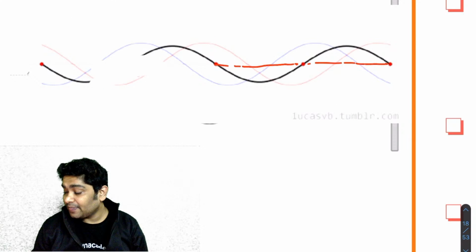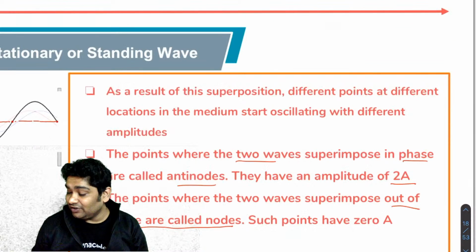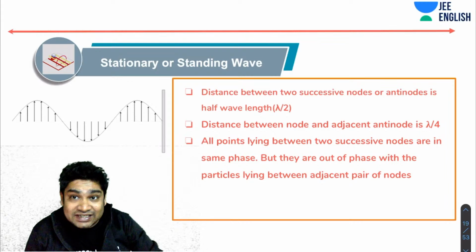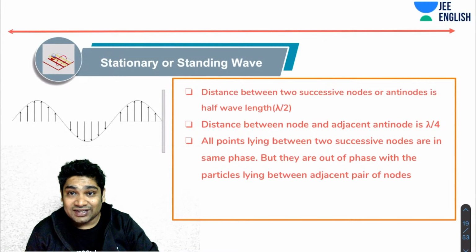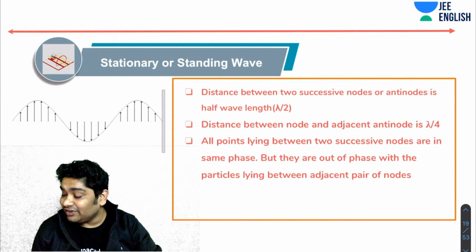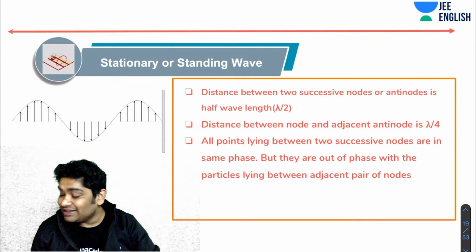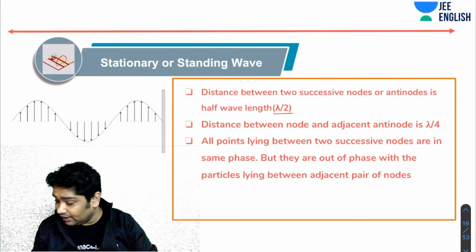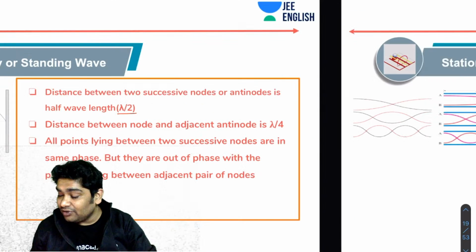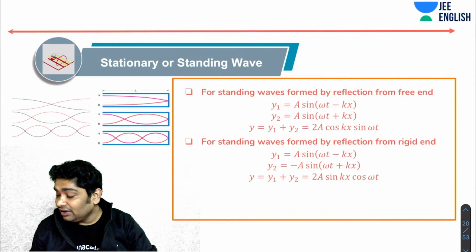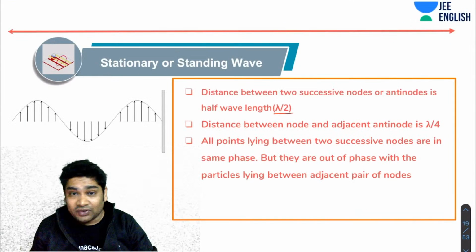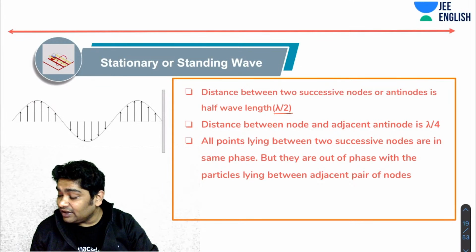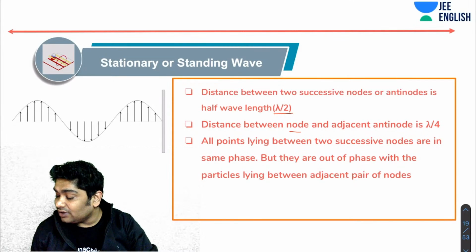All right. So let's move forward with our discussion. Again, if you wanted to talk about the distance between two successive nodes or antinodes, it would be half the wavelength, lambda by 2, where lambda is the wavelength of either of the superimposing waves. Here you have the equations also. From the equation you will see that the distance between a node and the adjacent antinode is lambda by 4.